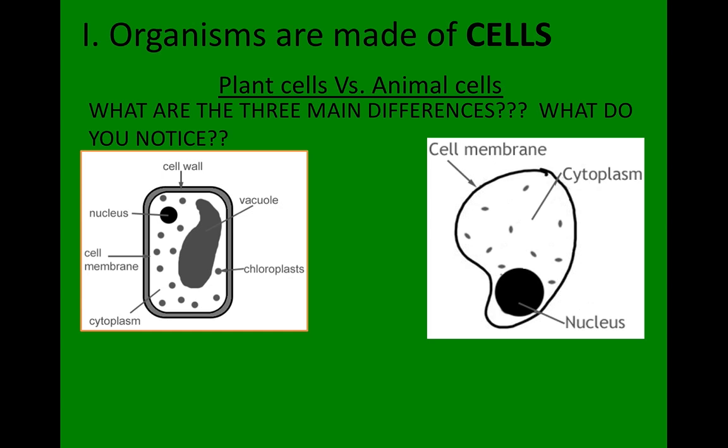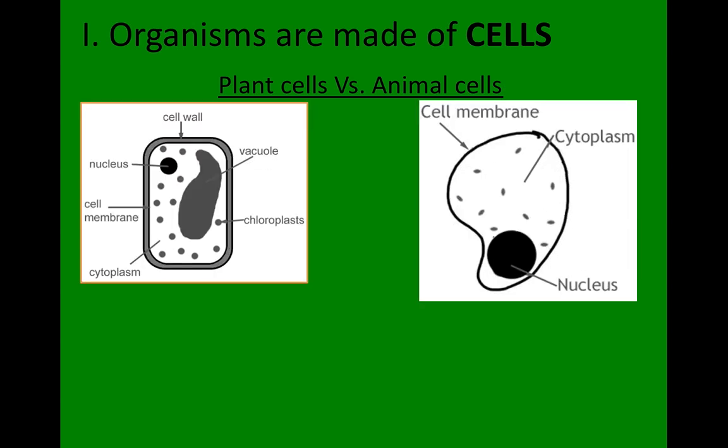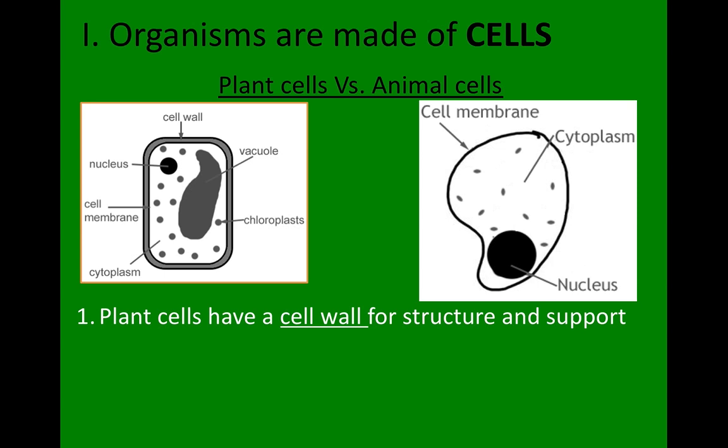All right. There are three main differences between plant cells and animal cells. The first main difference is that plant cells have a cell wall for structure and support. Animal cells don't have that. Animal cells are kind of squishy. Plant cells, you'll notice, are more rectangular and more brick-like, and that is because of their cell wall. Their cell wall makes their cells a lot more like bricks or blocks, where animal cells are more squishy and more blobby.